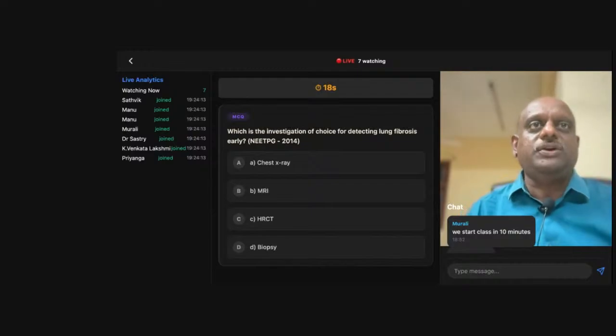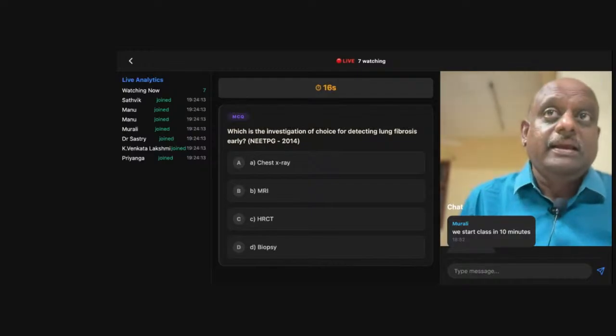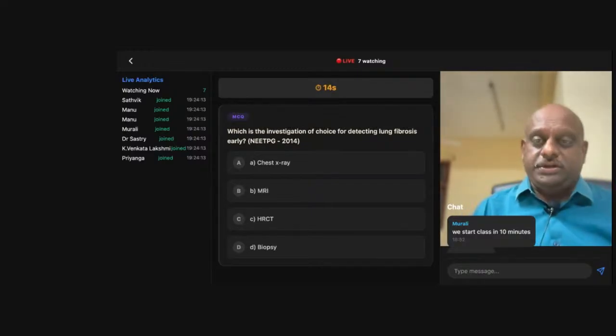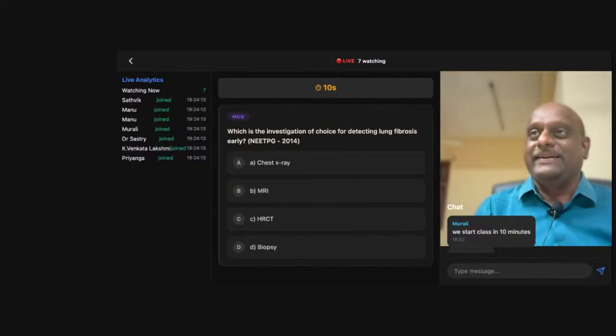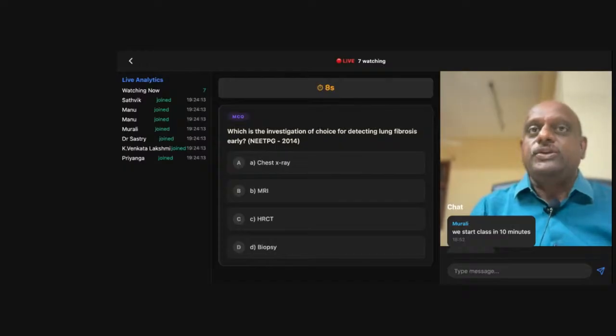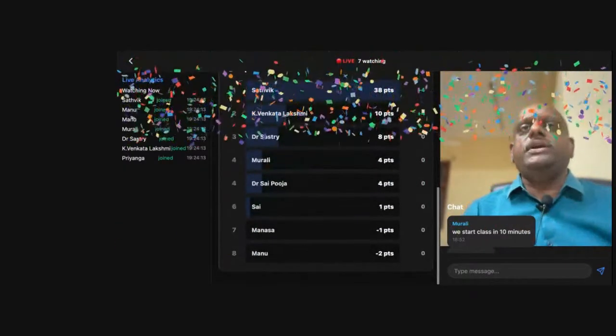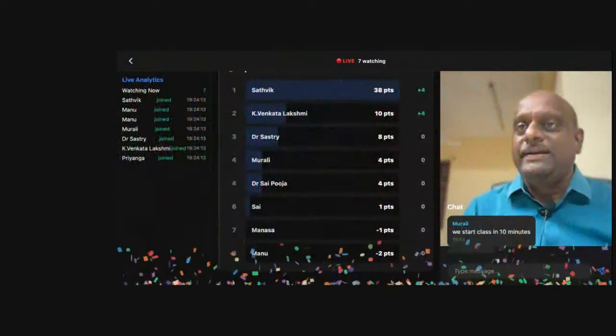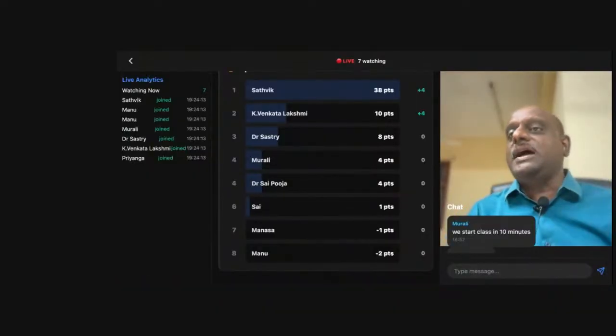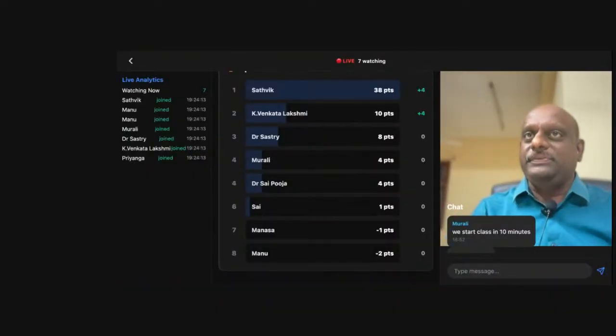Come on, punch your answer, doctor. For detecting the lung fibrosis very early. All of us order it every day in the hospital, right? So it is the high resolution CT scan. Venkatalakshmi, Satvik are absolutely right.